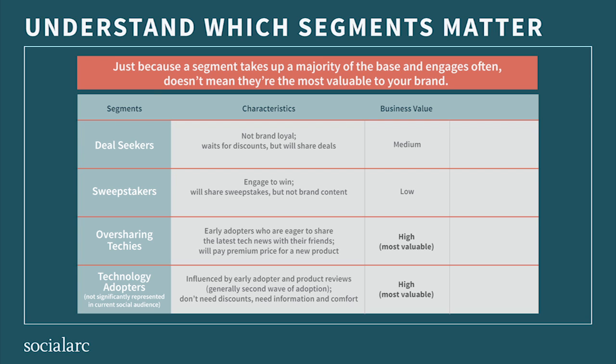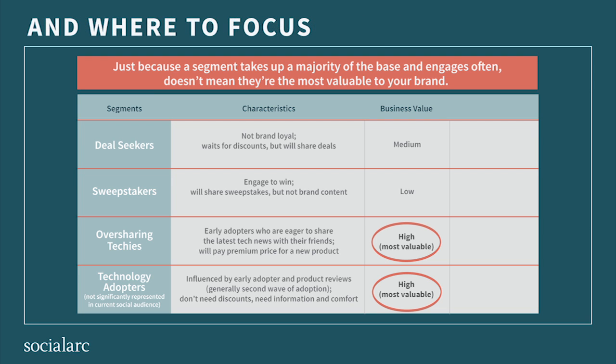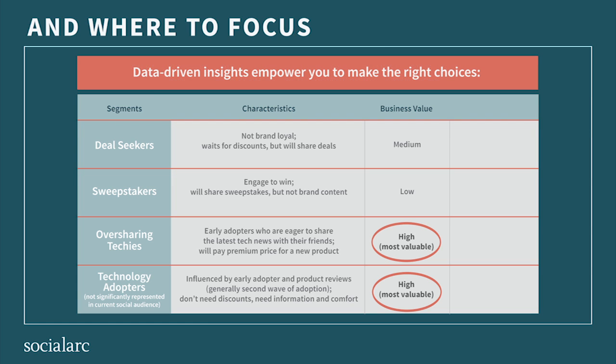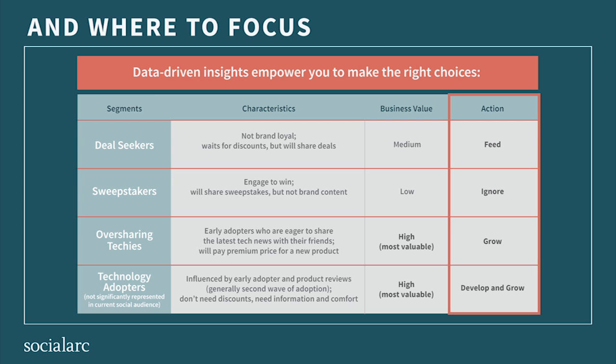Now that I know a lot about who my social audience is today, I need to understand how valuable are these segments to my business, and am I missing any key segments? In our example, 2 segments that are really important to my brand are either underrepresented or not really in my social mix at all. Now that I know my social audience by segment and by segment business value, I can make the right choices on where to take action. I'll ignore sweepstakers, I'll feed deal seekers, and I'll develop my 2 most valuable segments, in this case, oversharing techies and technology adopters.